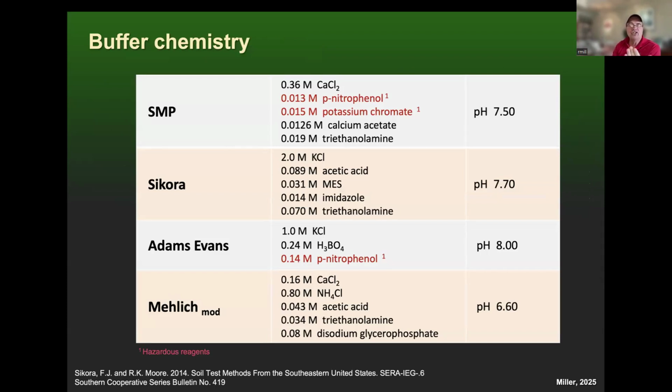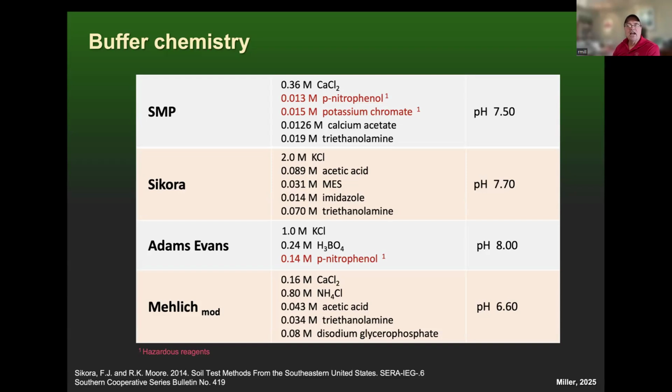Here are the reagents and their concentrations in there. Highlighted in red are those materials that are considered hazardous reagents. P-nitrophenol, the MSD has a data sheet on that, is pretty nasty stuff. The same thing goes with potassium dichromate. You'll see all these here have different compounds in them, but they all have at the very top of the list a very heavy concentration of salt.